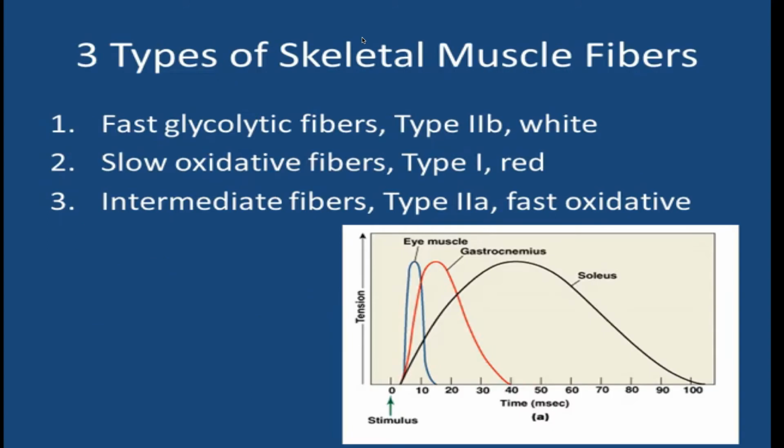There are three major types of skeletal fibers. You can have fast fibers, which contract quickly and have a large diameter, large glycogen reserves, and few mitochondria. They also have strong contractions that fatigue quickly.